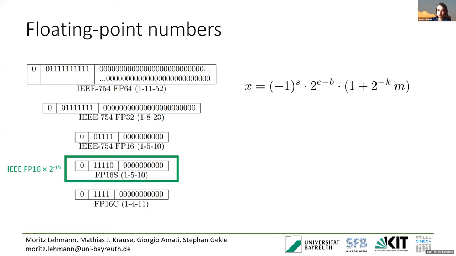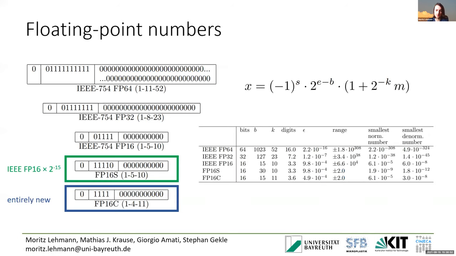For the 16-bit floating point formats, there's the IEEE format. This is the standard format. And I also introduced two new formats. So the first one is identical to the IEEE format. I just multiplied by 2^-15 before and after conversion. So I scaled down the exponent. This has the same effect as modifying the exponent bias. The second format is entirely new. You see that it only has 4 bits in the exponent and 11 bits in the mantissa compared to the 5 bits and the 10 bits for the IEEE format.